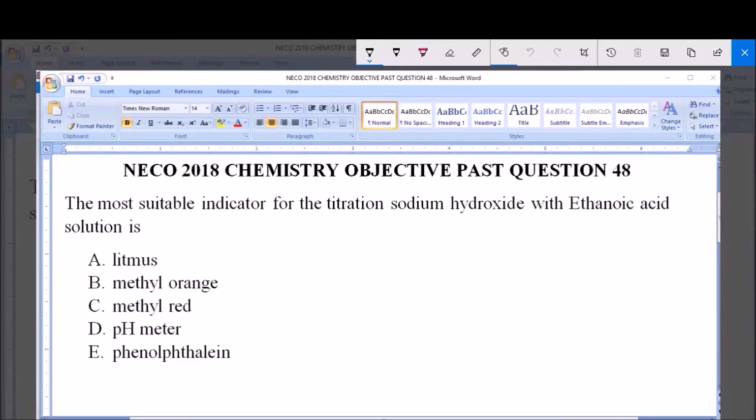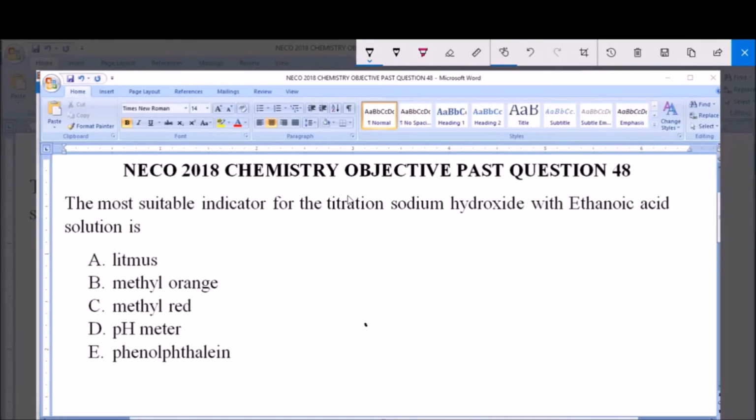Good day and welcome. I will be answering NECO 2018 Chemistry Objective Past Question 48. The most suitable indicator for a titration of sodium hydroxide with ethanoic acid solution is A. Litmus, B. Methyl orange, C. Methyl red, D. pH meter, and E. Phenolphthalein.